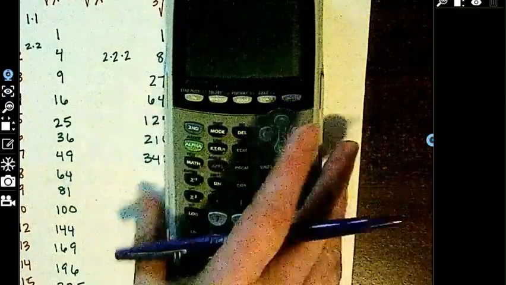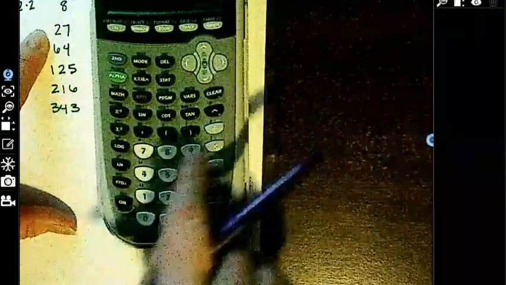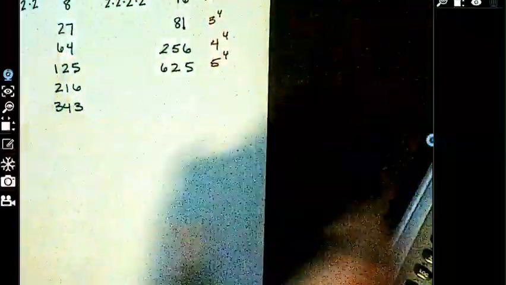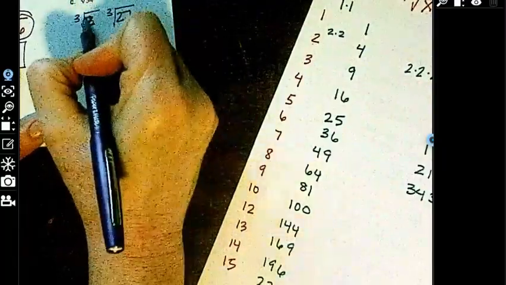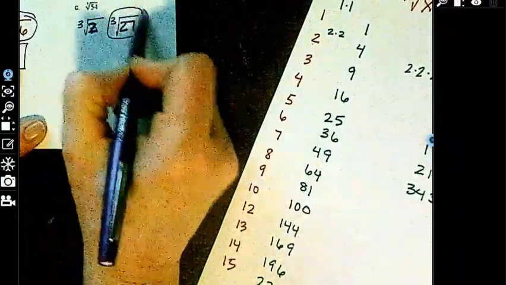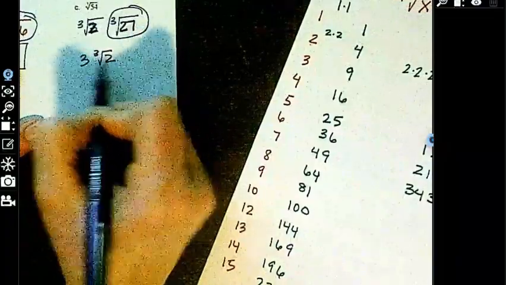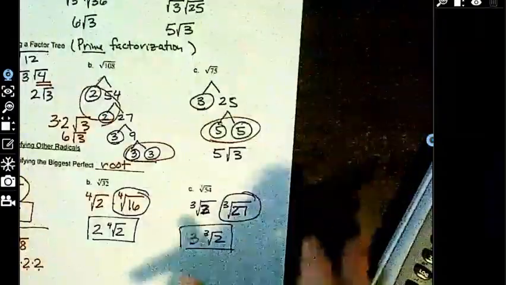So this is how I figure out if I can simplify this. I take the number 54 and I divide it by all these perfect cubes. 54 divided by 8? Nope. 54 divided by 27? Yeah, 2. 27 times 2. Getting tired here. All right, so we know that 27 is a perfect cube. So that is just 3 times the cube root of 2. That is a simplified cube root. Okay? All right, we're taking it up a notch here.